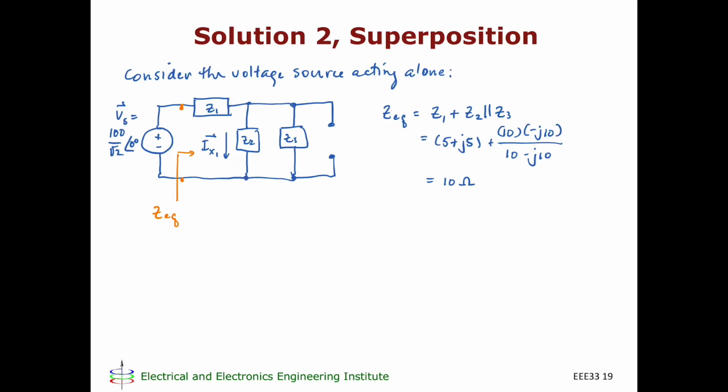So it's now quite easy for me to compute for the value of I_s1. I_s1 is now going to be equal to V_s over Z equivalent. So this is 100 over the square root of 2 at an angle 0 degrees all over 10, which is just going to give me 10 over the square root of 2 at an angle 0 degrees amperes.